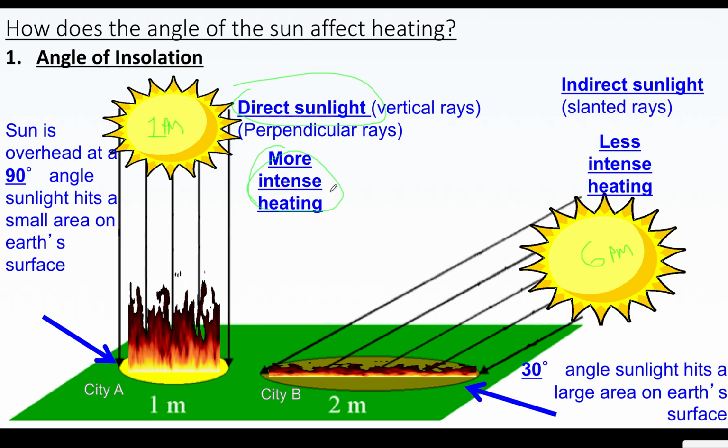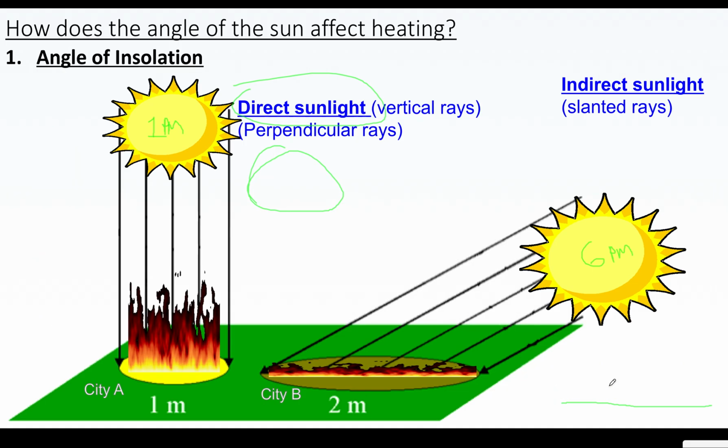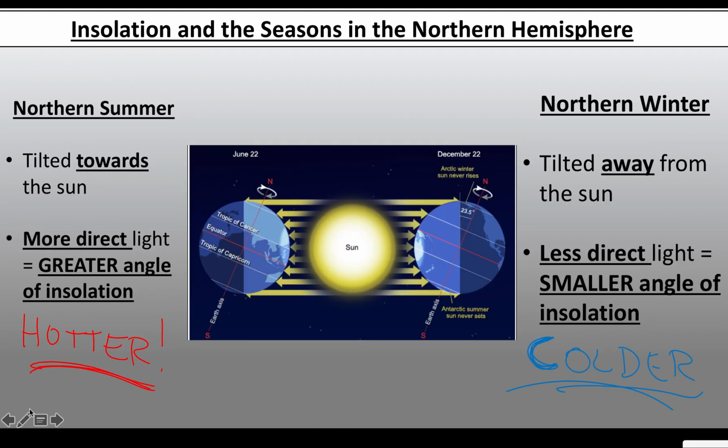We have more intense heating. At 6 p.m., the angle is lower. It hits the surface on a large area, and that means it does not warm up as quickly. That is just like we were talking about here.